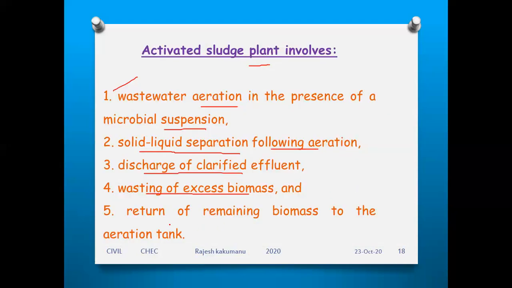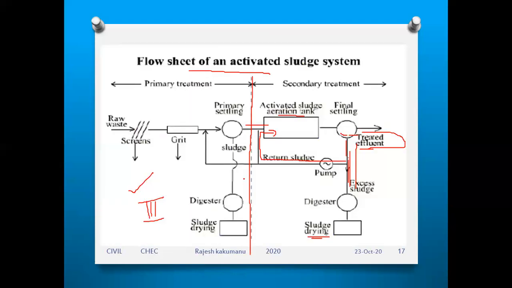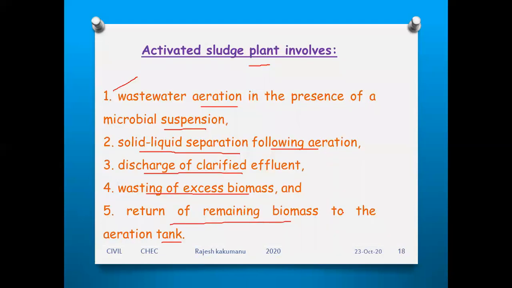Next, returning of the remaining biomass to the aeration tank. So here, the sludge is returned again to the aeration tank, and again it is going. So like this, the waste material keeps on coming, and finally the total unused waste comes out in the form of the sludge drying chamber. So these are the 5 things which the activated sludge plant consists of.